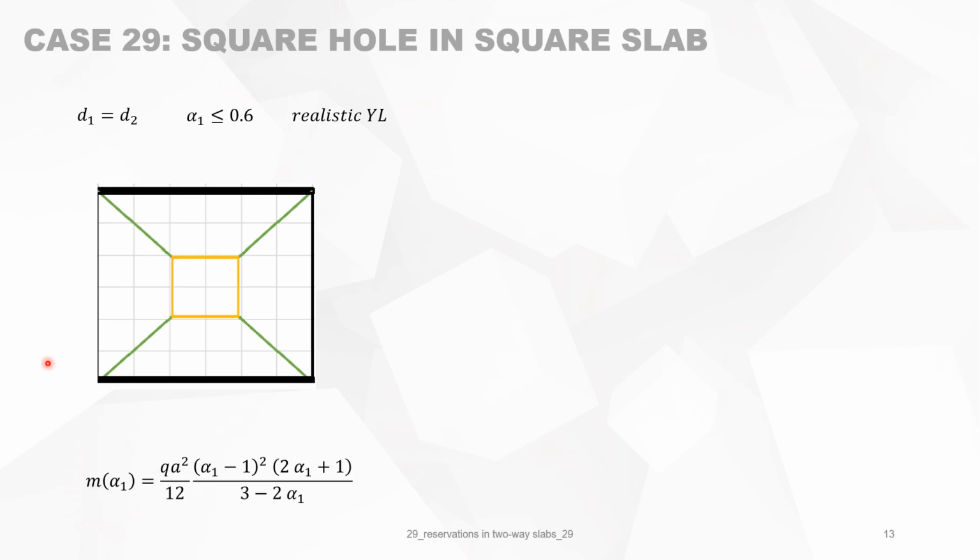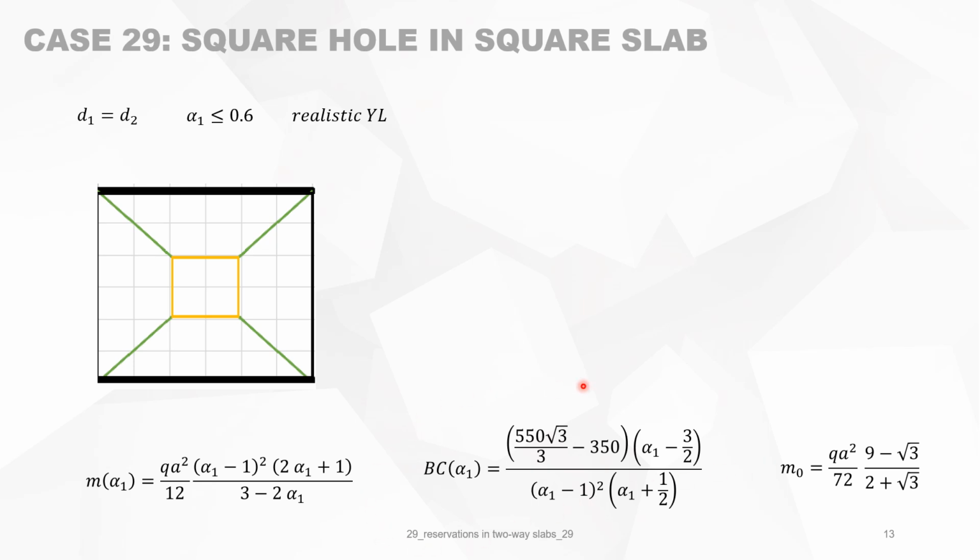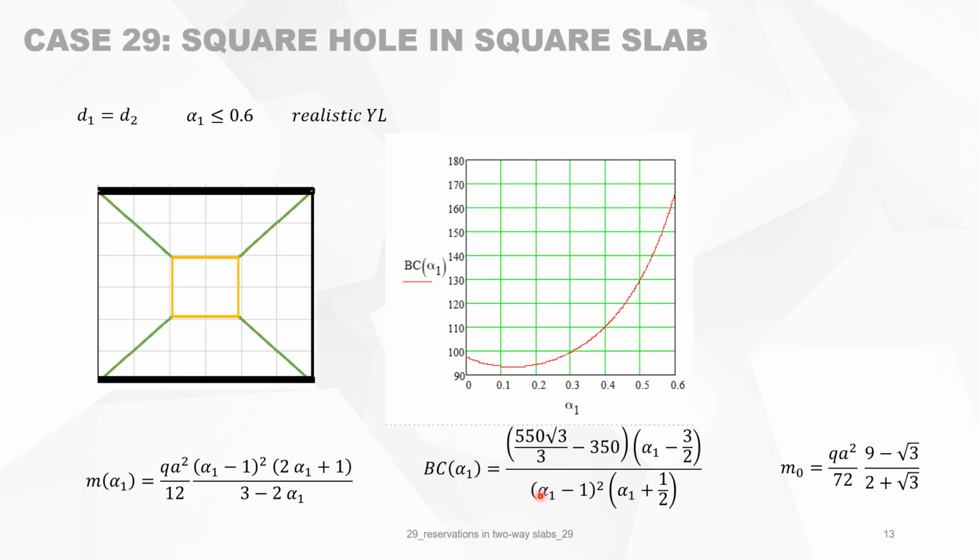You can substitute this in the previous formulas and you get this expression. We know M0 is equal to that. And because alpha is 1 here, the bearing capacity is then only a function of alpha 1. And we put it in the graph. Then you see that for alpha 1 going from 0 to 0.6, the bearing capacity for the smallest size of the reservation is less than the original one, and if it's bigger, it's more.